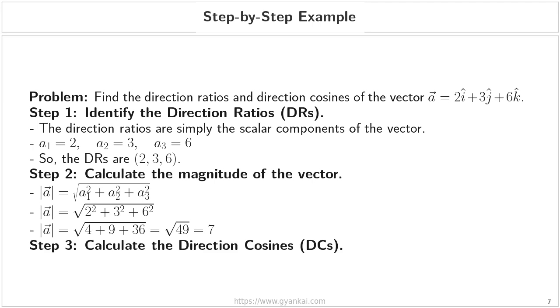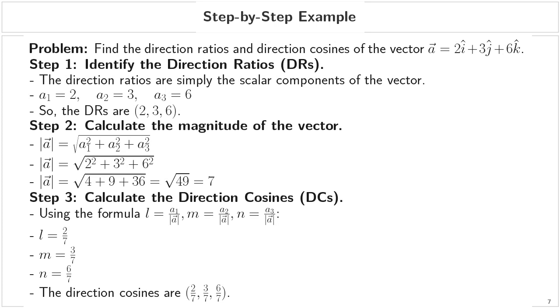Step 3, calculating the direction cosines. Now we apply the formula we learned earlier, where each direction cosine is the corresponding direction ratio divided by the magnitude. So, for our first component, L equals 2 over 7. For our second component, M equals 3 over 7. And for our third component, N equals 6 over 7. So our final direction cosines are 2 over 7, 3 over 7, and 6 over 7.